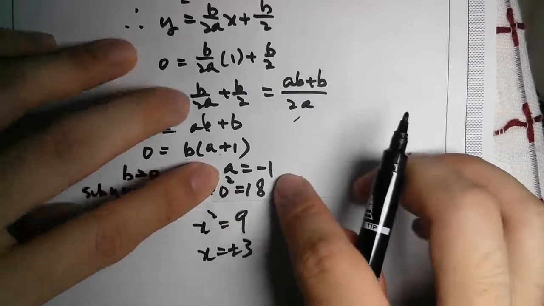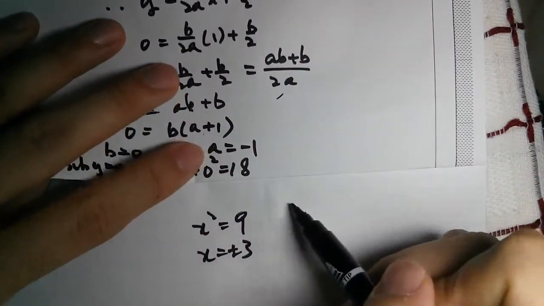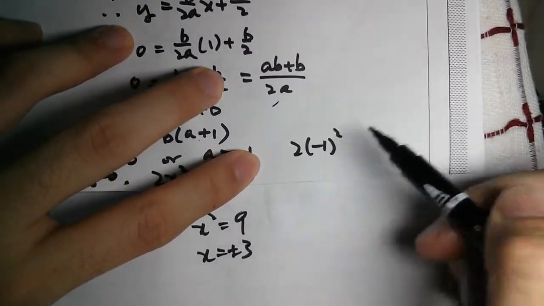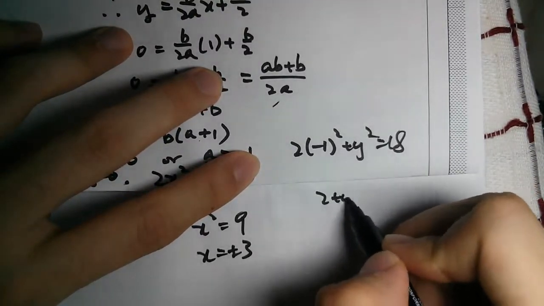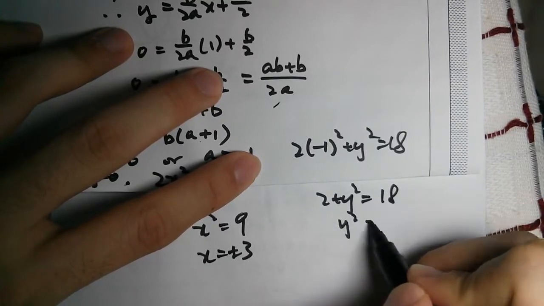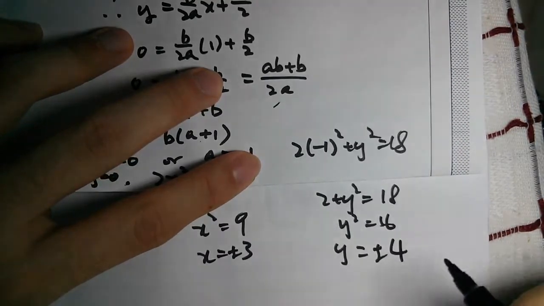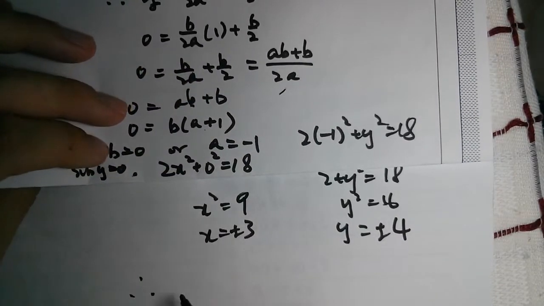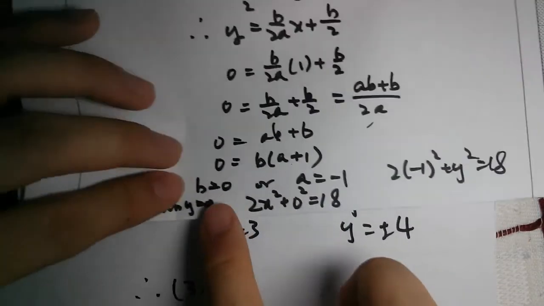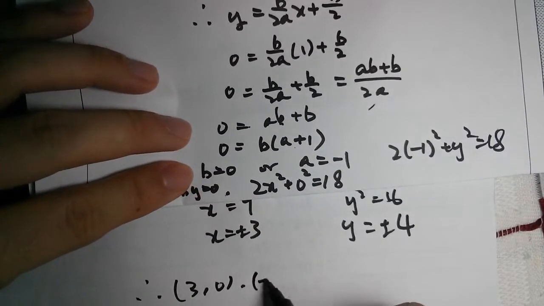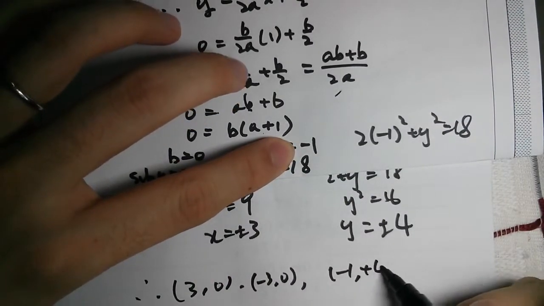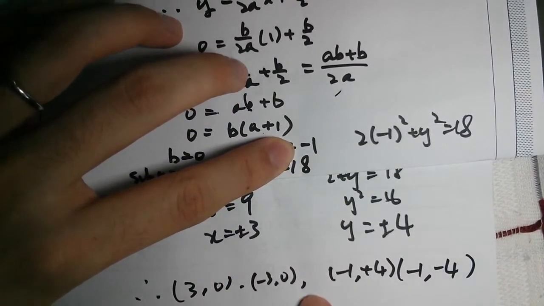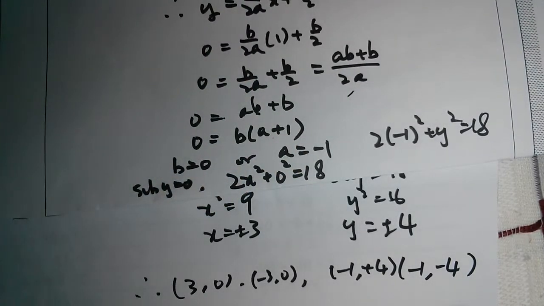On the other hand, if a is -1, a is the x coordinate. So we have 2 times (-1) squared plus y squared equals 18. This is 2 plus y squared equals 18, y squared equals 16, y is plus or minus 4. Therefore, now we do have 4 points: (3, 0), (-3, 0), and when x is negative 1, y is plus 4 or negative 4. 1, 2, 3, 4, with 4 points. They are the 4 points where the normal would pass through the point (1, 0).